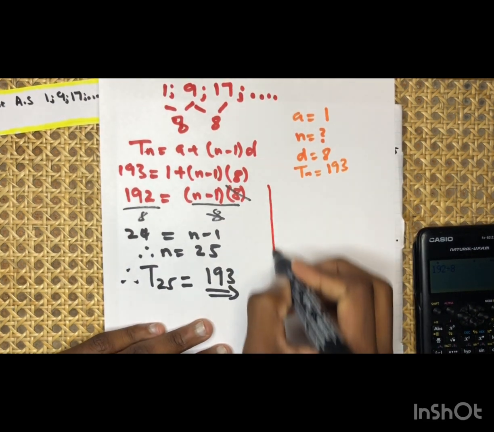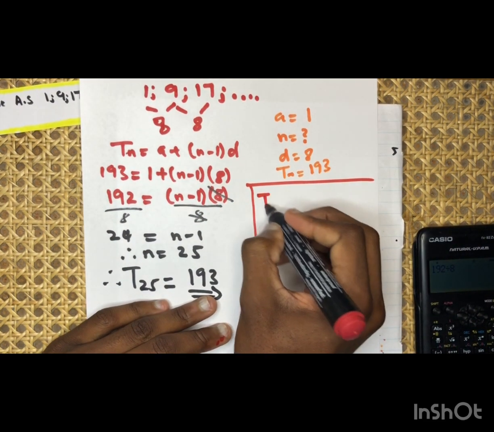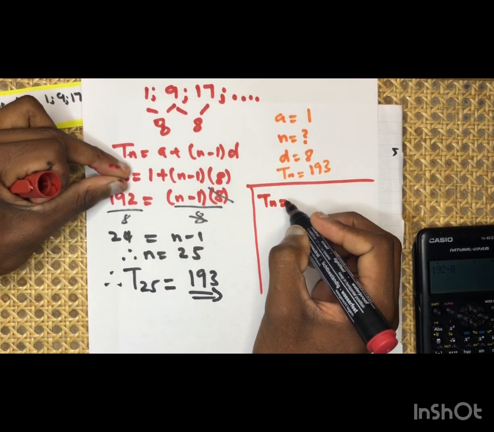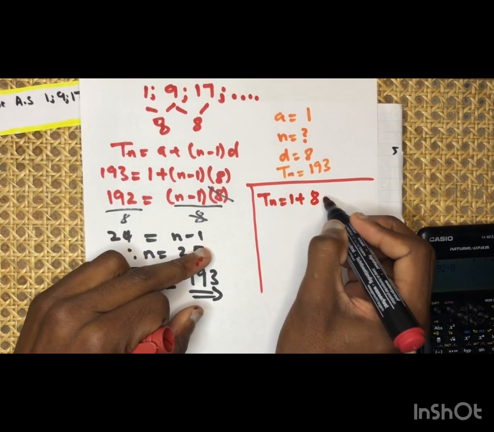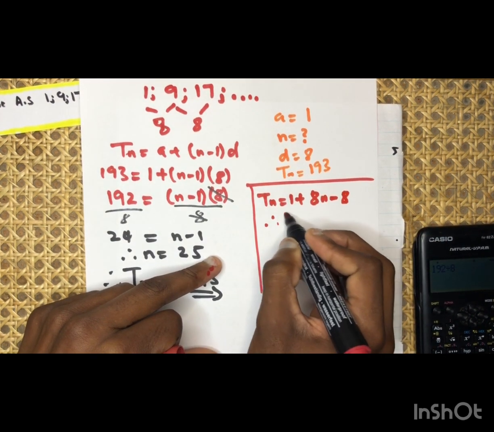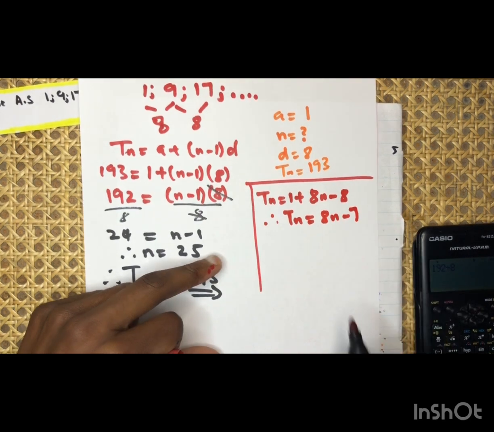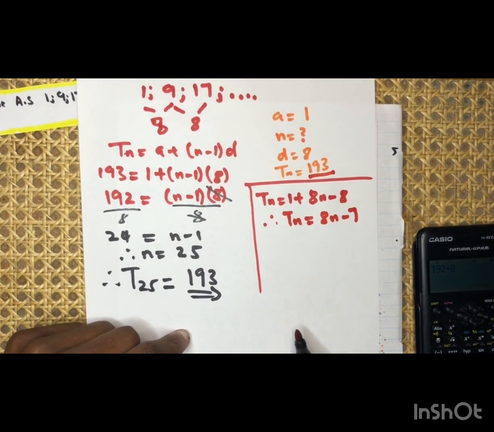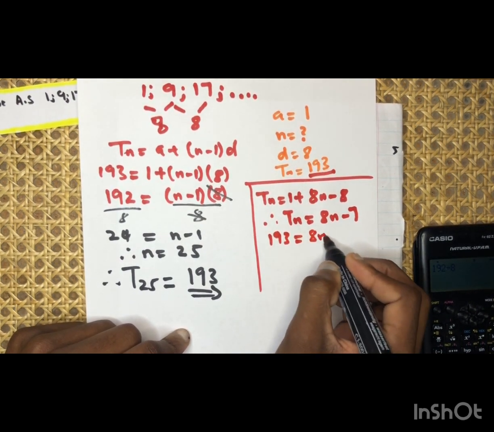So guys, it's simple here. If you want to find your general term first, you can break that thing down here. Let's pretend that we have Tn here. We have 1 plus 8 times n. We have 8n. 8 times negative 1 is negative 8. So therefore, your Tn is equal to 8n minus 7. Now it's easy. You know that your Tn we said is 193. Then we put 193 here. It's equal to 8n minus 7.